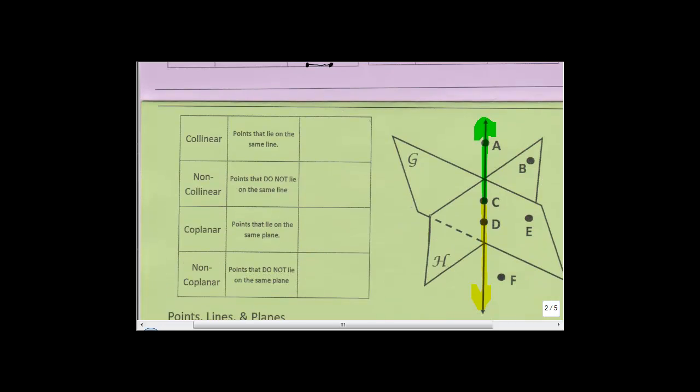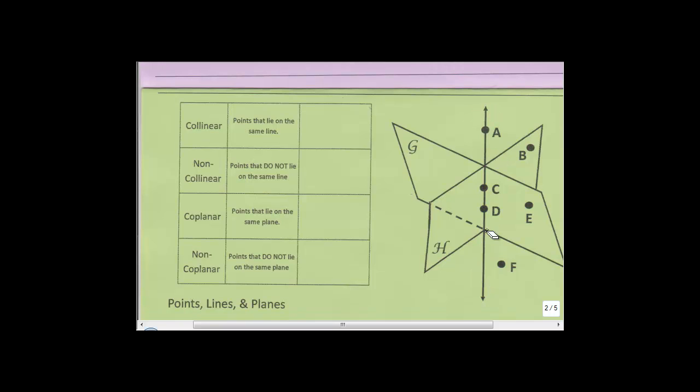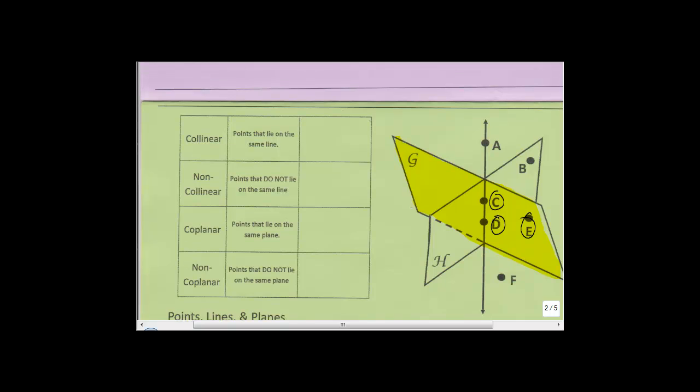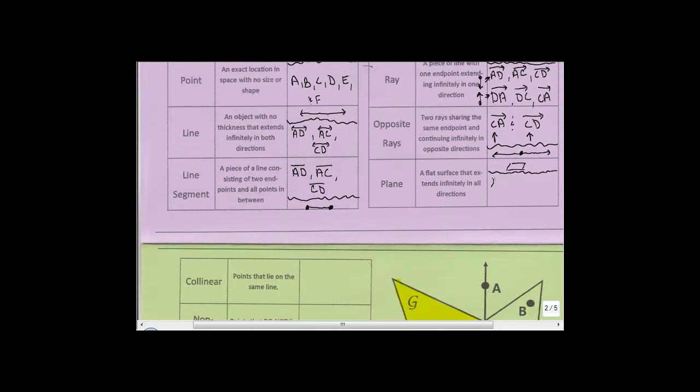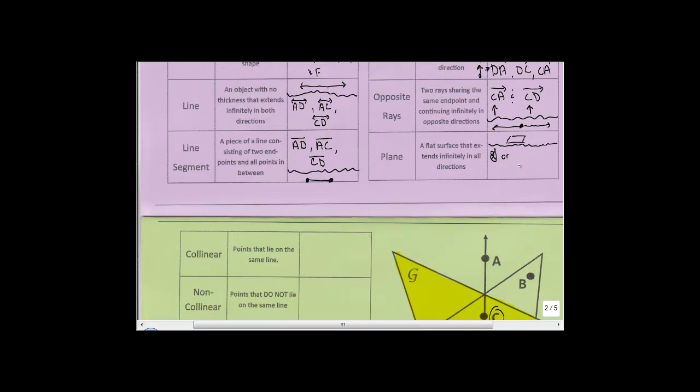In our picture, our planes are represented with cursive letters, or you can name them with 3 points on that plane. So when we're talking about this plane G, it can be, of course, G. But then the 3 points that are on the plane are C, D, and E. So we can name it with a cursive G or plain C, D, E, and you always have to use 3 points. So it can be G or C, D, E.